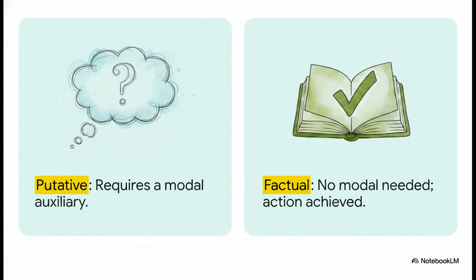But look at the second sentence, the result clause. We paid him immediately so that he left contented. See the difference? The consequence actually happened. It's a done deal. It is completely factual. Therefore, the modal auxiliary just drops out entirely and we fall back to a simple past tense verb. It's such a tiny shift, but syntactically, it's massive.